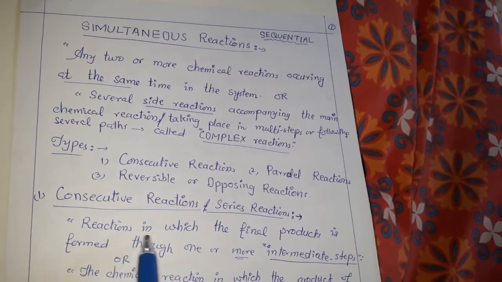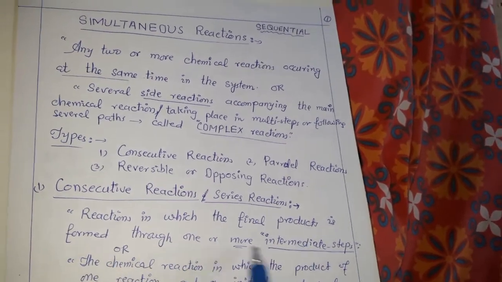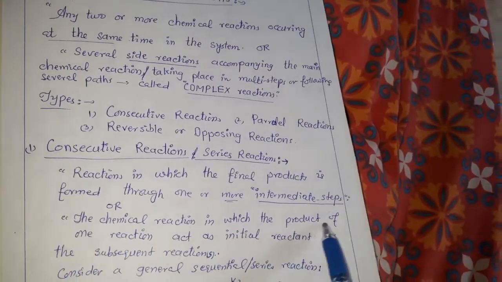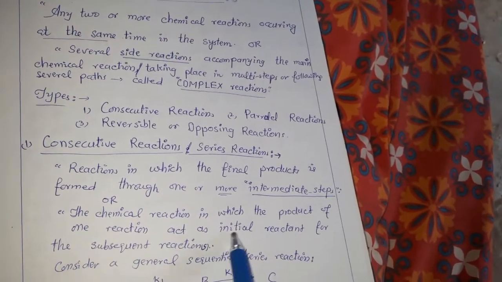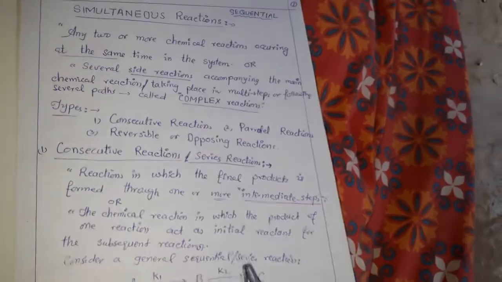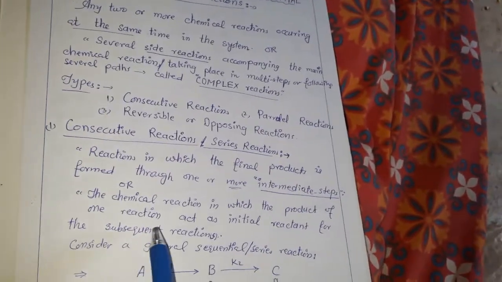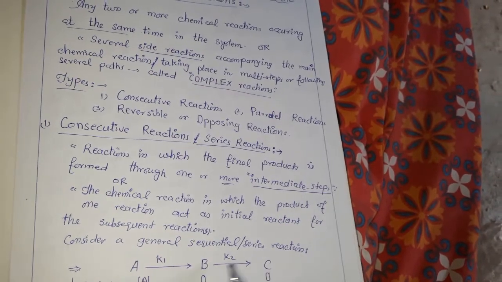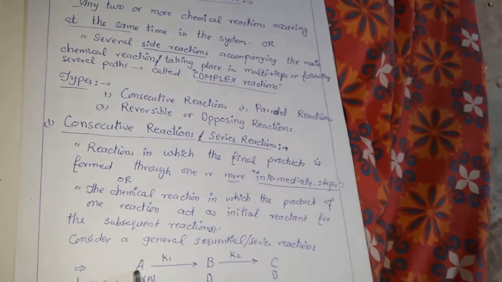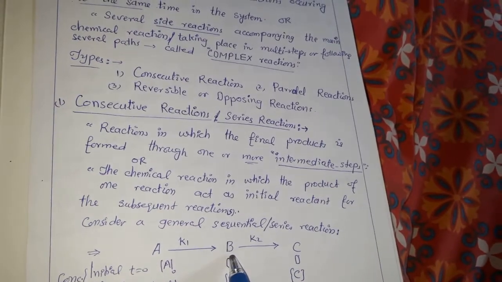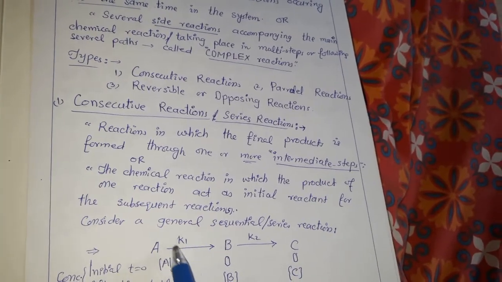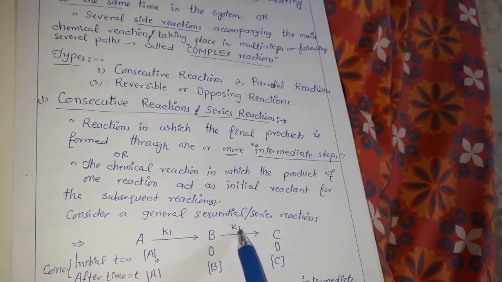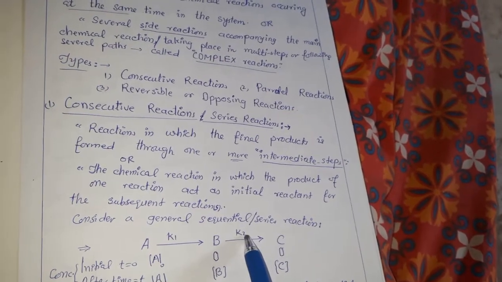Those kinds of reactions in which the final product is formed through one or more intermediate steps, or the chemical reactions in which the product of one reaction acts as the initial reactant for the subsequent reactions. So here we have to give a general example, such as reactant A converting into intermediate product through rate constant K1, and this intermediate is converting into the final product through rate constant K2.